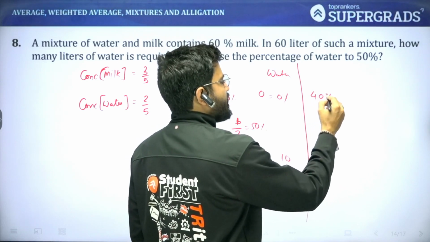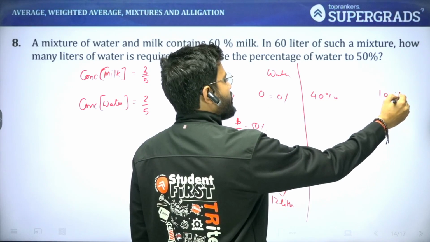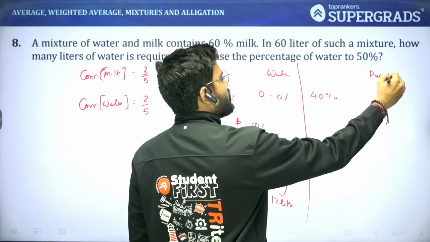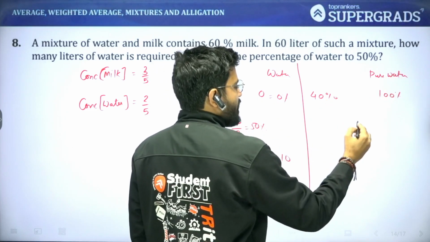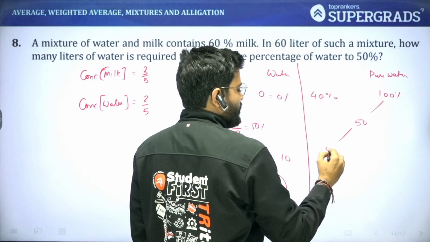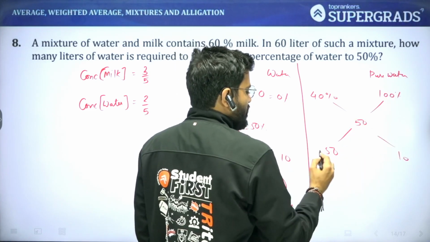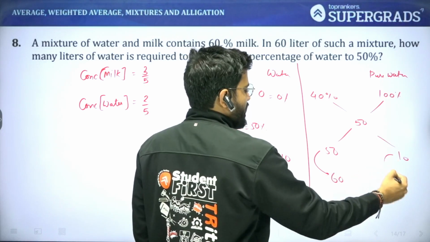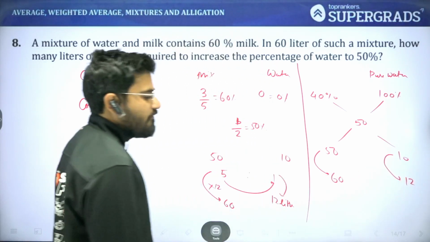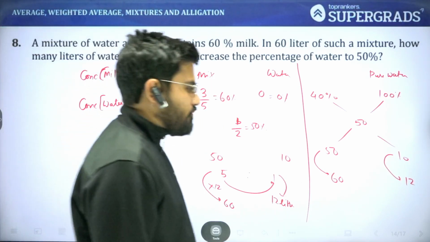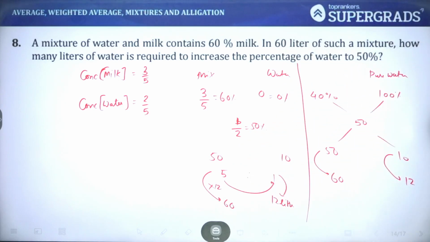A is 40%, and another mixture it is 100% because it is pure water. Finally, you need 50%. 100 minus 50 is 50. 40 minus 50 is 10. 50 corresponds to 60. So 10 corresponds to 12. 5 by 6, 10 by 12. Got it? So either you do by the concentration of milk or you do by the concentration of water. Whatever you do, it will give you the same answer. Got it? So how many liters is required? The answer is 12 liters of water is required.